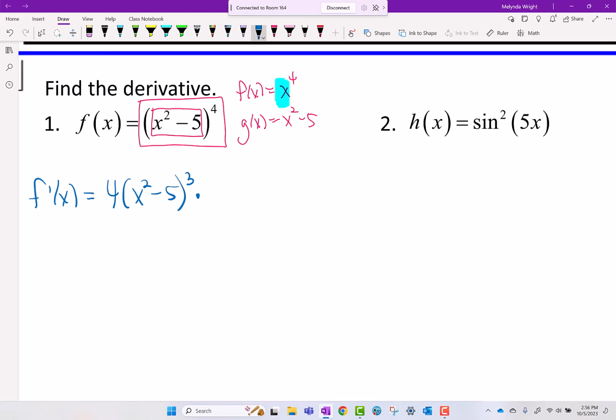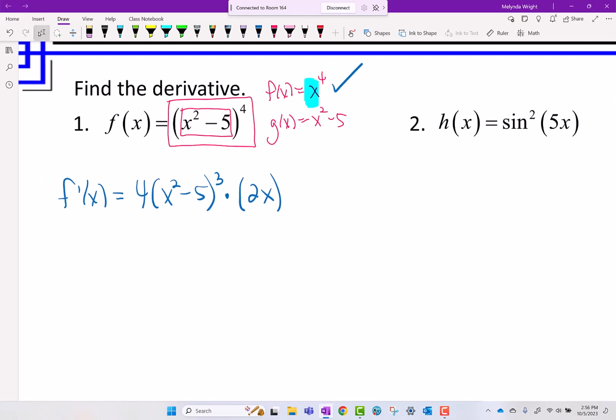So I've just checked off, I've done my x to the 4th. Times. Now we've got to multiply by the derivative of the inside, and the inside is x squared minus 5. The derivative of x squared is 2x. The derivative of negative 5 is 0. And that's my derivative. Now it's cleanup. Okay, so this is the calculus. That's the calculus. Now we clean up, which is algebra. Cleanup is algebra.